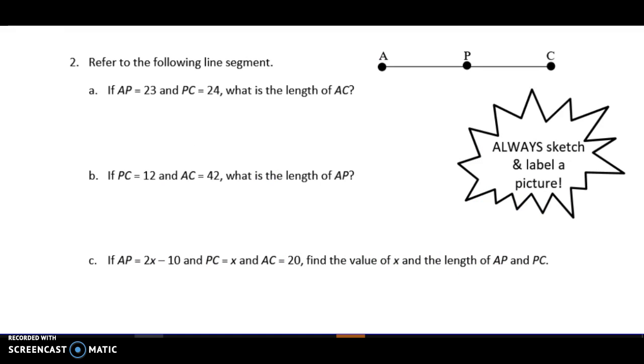When you do not have a picture and they're describing the scenario in words, you need to make a picture. You should always draw and label a sketch because it'll help you set it up. For all of question 2, we're referring to this line segment picture that's already here. So for each one, just make yourself a new version.